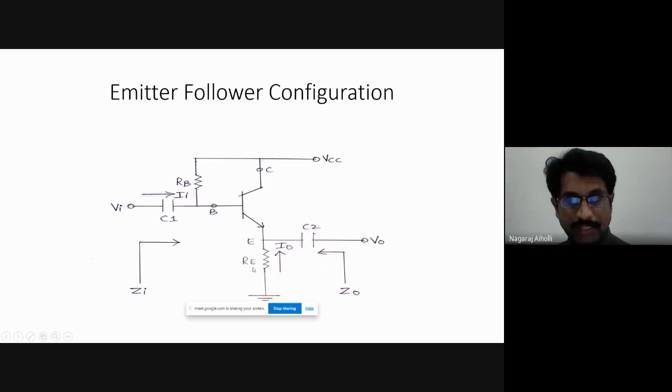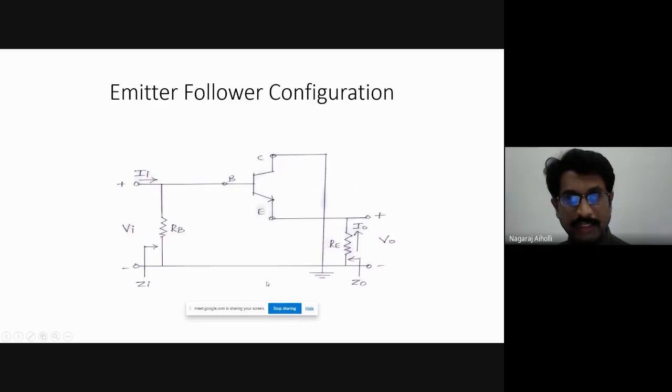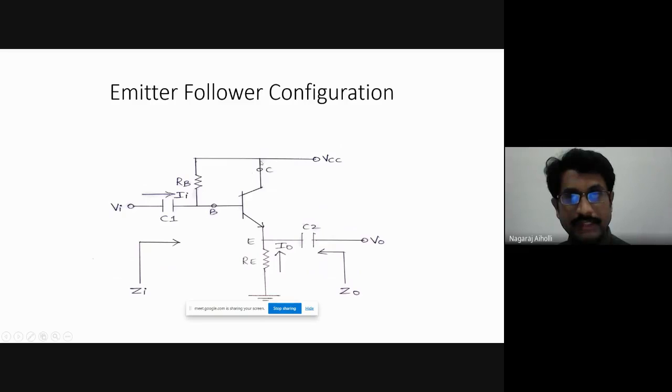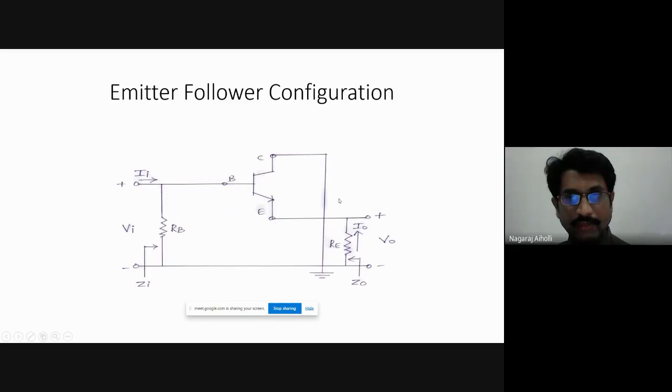This is emitter resistance RE, connected between the emitter terminal and ground. And what about the collector? Let us see the collector. The collector terminal is just shorted to ground. VCC is 0 volts, therefore the collector is connected to ground. That is what we can see here.